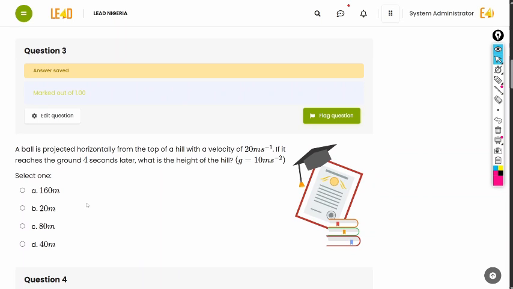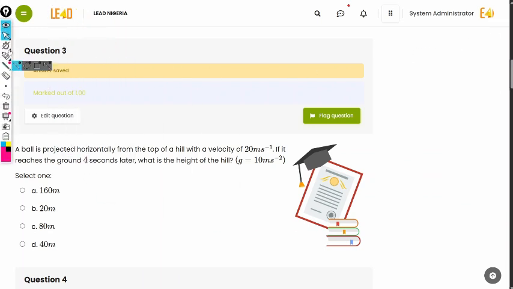Question 4, a ball is projected horizontally from the top of a hill with a velocity of 20 meters per second. If it reaches the ground 4 seconds later, what is the height of the hill? All right, so there are 2 ways to solve this, right? You can solve it by resolving the horizontal and vertical bits of the motion, so you calculate the vertical as free fall, and then you calculate the horizontal as a system with 0 acceleration, because there's no acceleration horizontally, right? But we won't do that. We'll just use the formula.